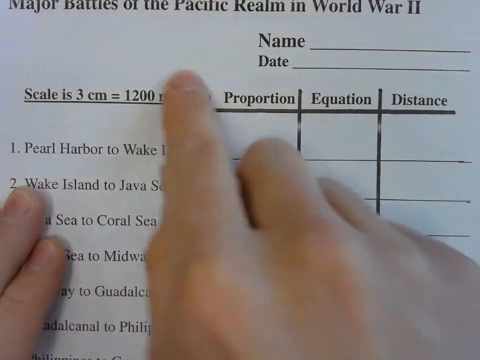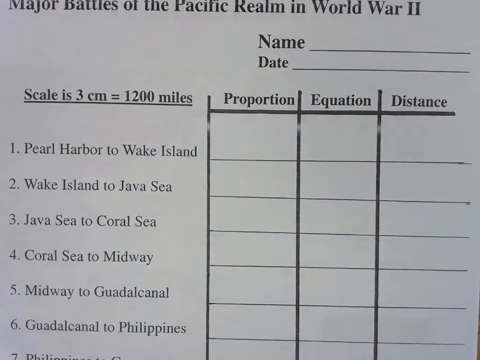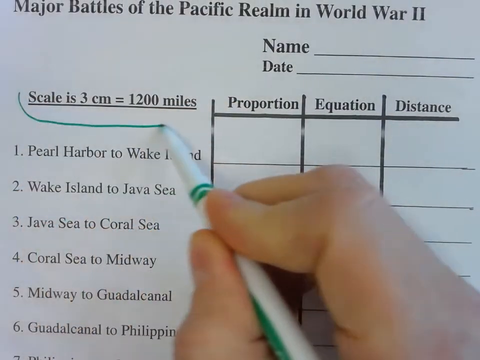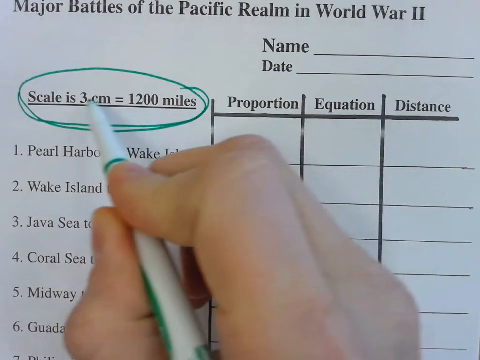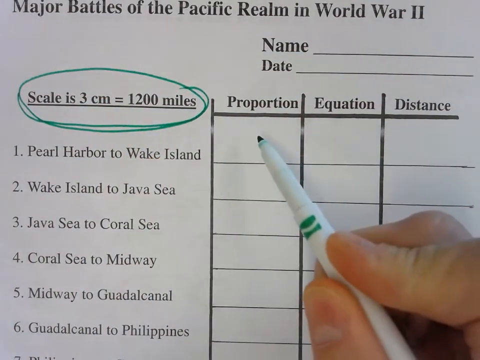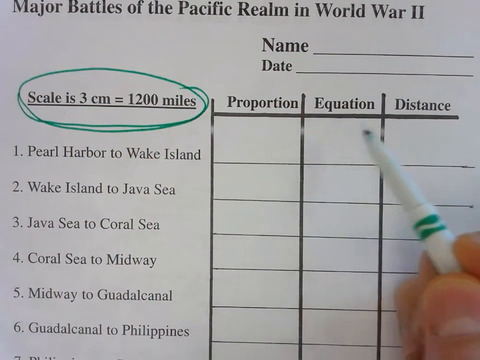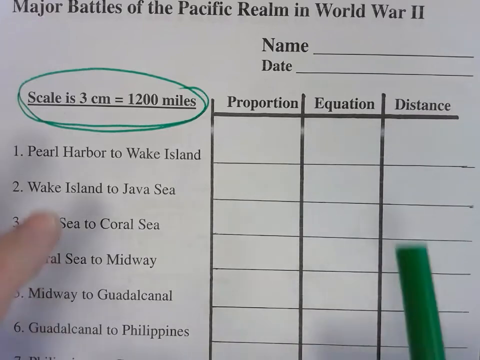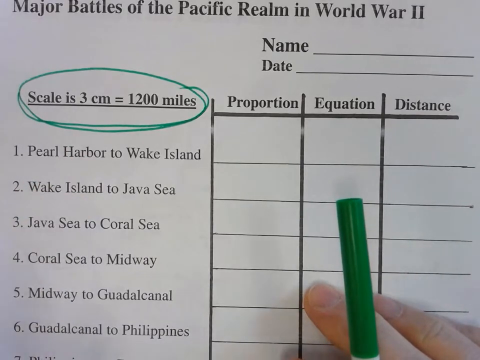So we can see right here, this is the important part. I'm going to dial that up. The scale is 3 centimeters equals 1,200 miles. So we know we're going to have to write a proportion, write a little equation from that, and then get the actual distance. I am not going to use any of the problems that are on this page.